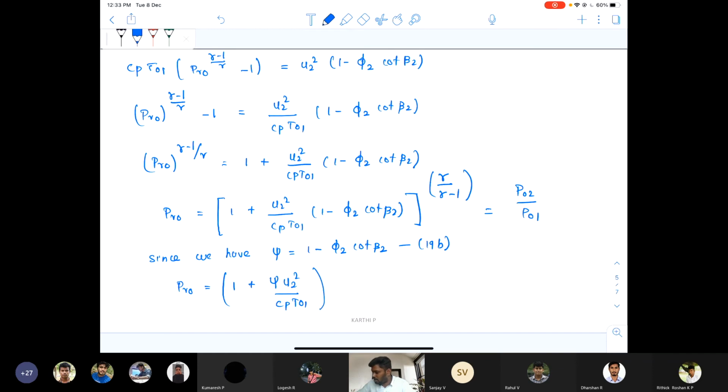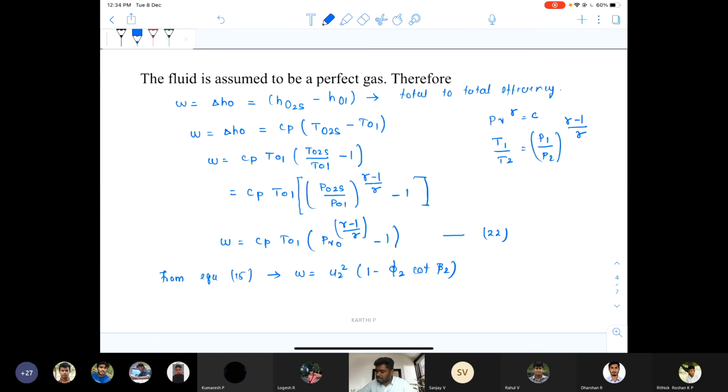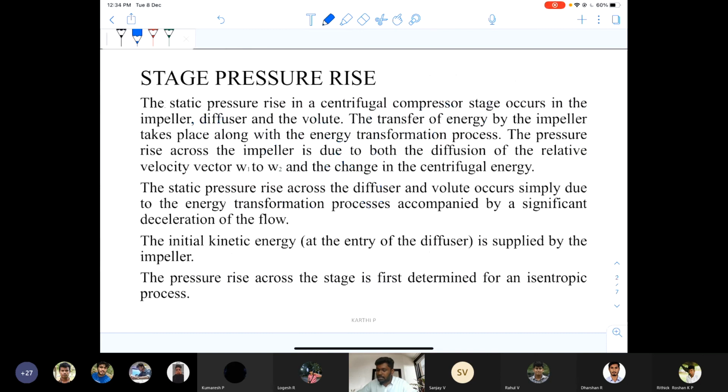Consider this equation as equation number 24, and this gives the stage pressure rise for a centrifugal compressor. 1 plus pressure coefficient times U2 square divided by Cp times T naught 1. This equation gives the stage pressure rise in the centrifugal compressor. Do you have any doubt in this?